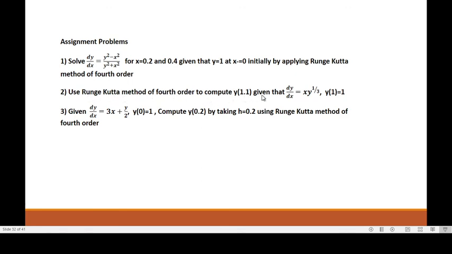Compute y of 1.1, given that dy by dx is equal to x y power of 1 by 3 comma y of 1 is equal to 1. So here the function is x y power of 1 by 3 and x is 1, y is 1. Okay. Similarly here also you have to assume the value of h. Okay. Similarly calculate the third problem.